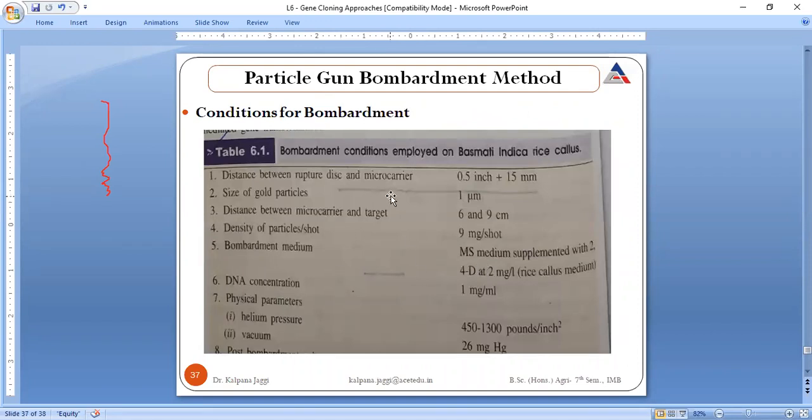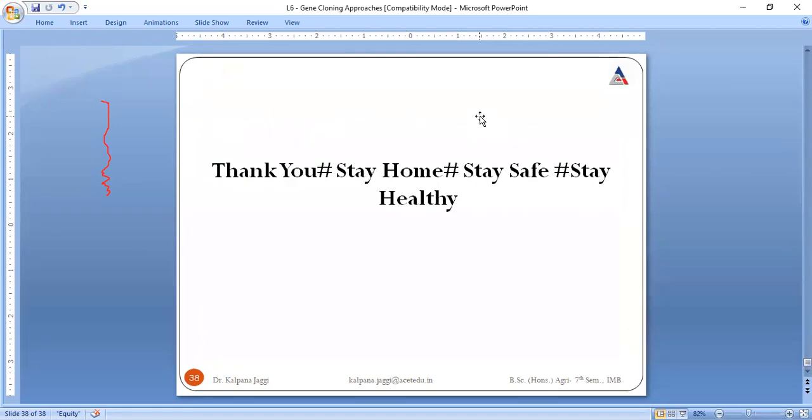There are certain conditions that are to be considered while we proceed with the particle gun bombardment method. A certain distance is to be maintained, and a certain size of gold particles is to be taken. The distance between the microcarrier and the target should be a certain amount. The density is to be maintained. The medium must be supplemented with MS media, and must have 2,4-D at a level of 2 mg per liter. So these are all the conditions that are required if we want to successfully conduct the particle gun bombardment method.